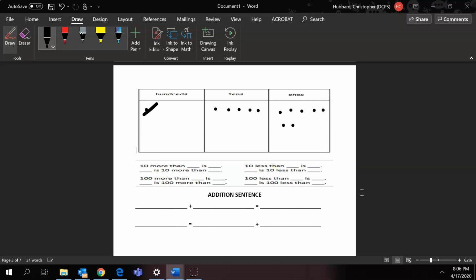And we're still doing an addition sentence even though we took away 100. So the addition sentence would be 57 plus 100 equals 157, or 157 equals 100 plus 57. Right? So this is what you should have on your paper.